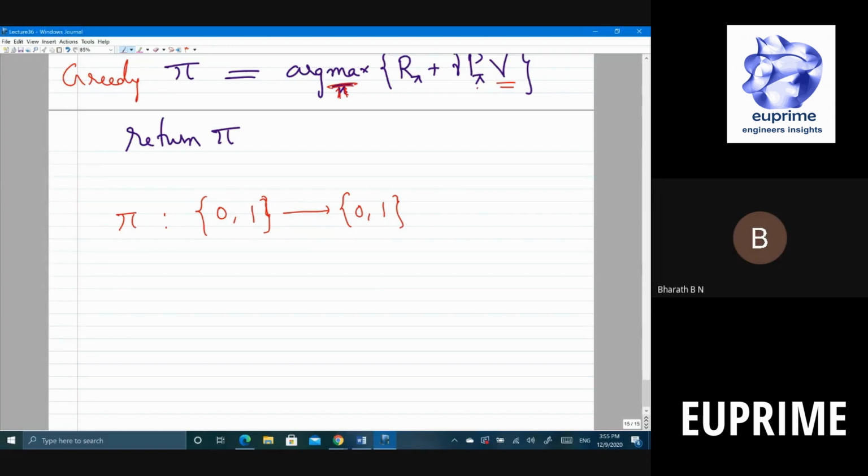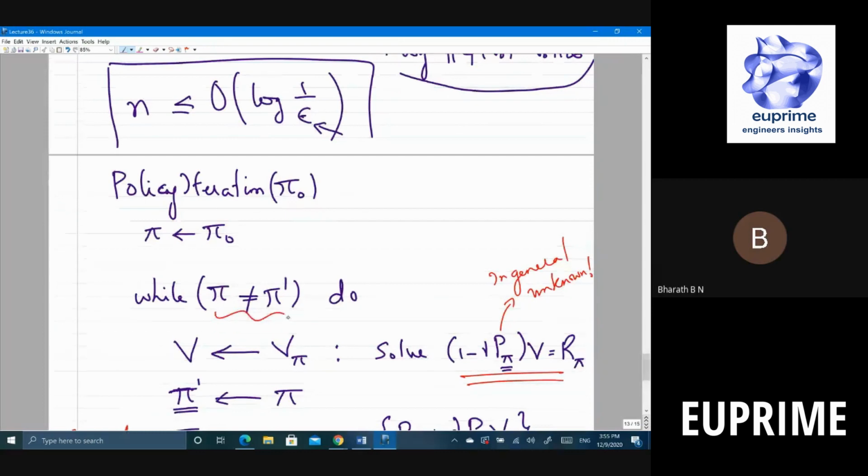Do you agree? You keep on iterating. At some point the policy won't change. It says map 0 to 0 and 1 to 1, and it will keep on doing that. Then you stop. Is that fine? If it is not discrete and you have continuous, then you cannot do this, right? So pi will never be equal to pi dash. In that case, we may have to look at some norms. But for the discrete case, this seems reasonable. Is that okay? Yes, sir. Okay, good.